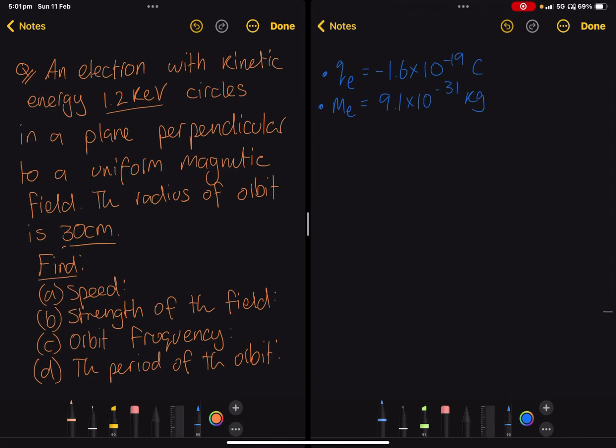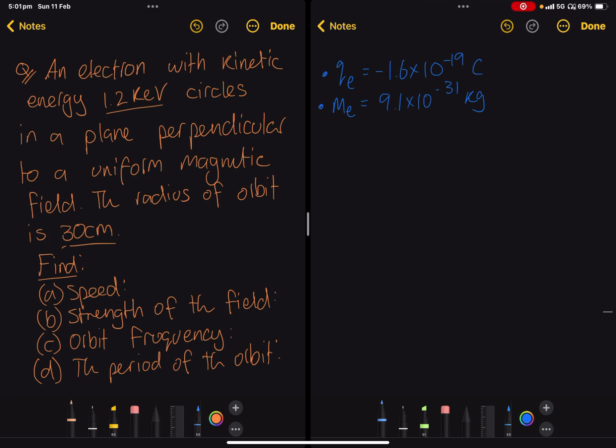Okay, so we're going to take a look at another question from the topic of electromagnetism. We're told an electron with kinetic energy 1.2 kiloelectron volts circles in a plane perpendicular to a uniform magnetic field. The radius of orbit is 30 centimeters. Find the speed, the strength of the field, the orbit frequency, and the period of the orbit.